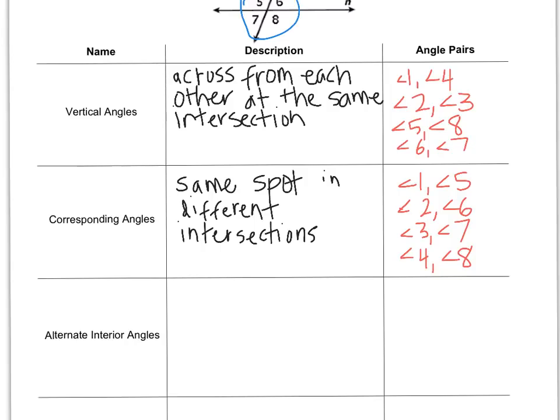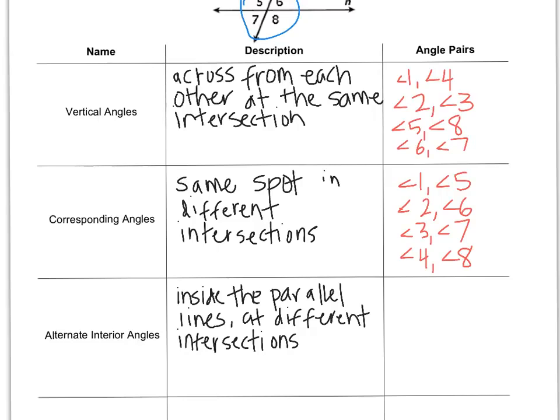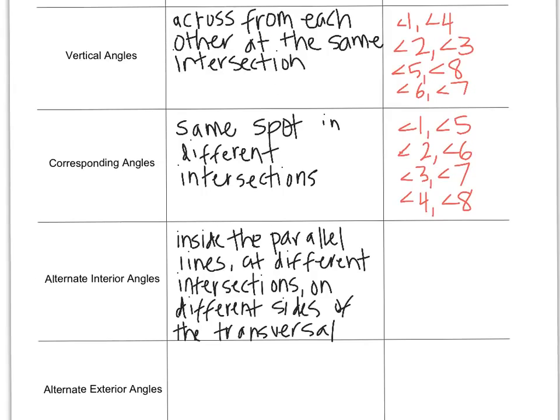So the first thing is that they're inside the parallel lines. The next thing is that they are at different intersections. And the third part is that they're on different sides of the transversal. All right, so let me show you where those angles are. If you don't have the definition down yet, pause the video because I'm going to scroll up to the picture.